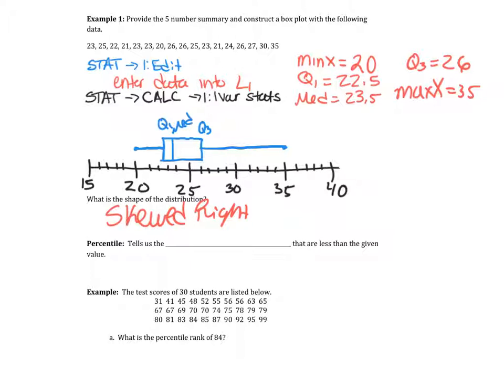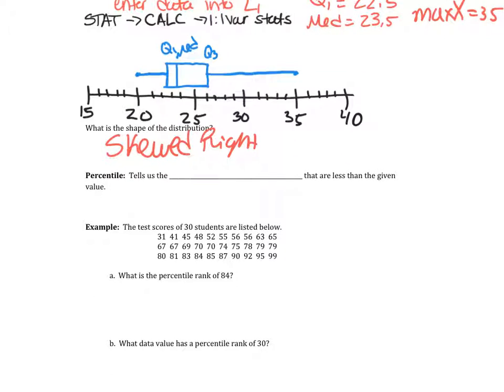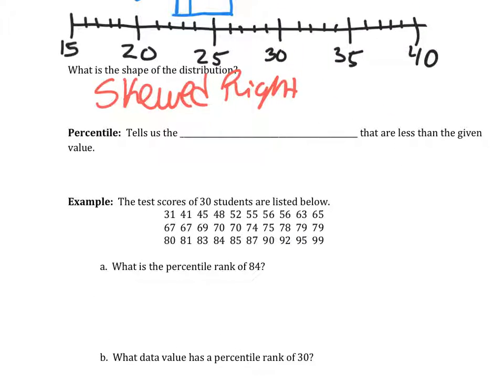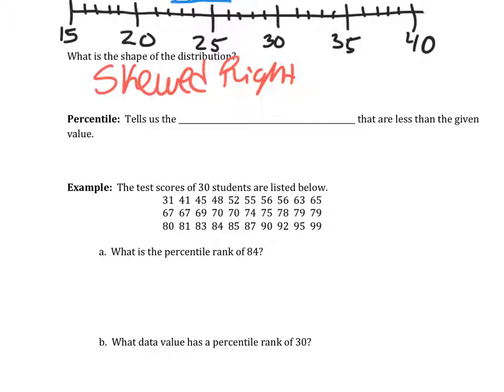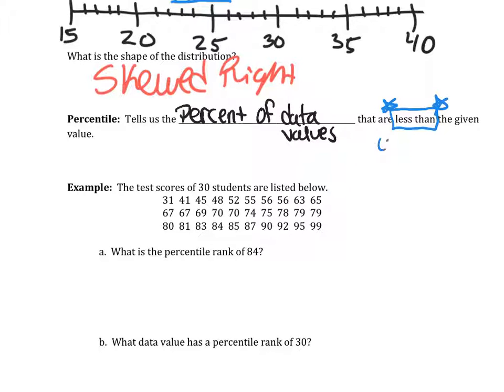Okay, questions about box plots? So then moving on, the last thing we're talking about today is percentiles. So a percentile tells us the percent of data values that are less than, so strictly less than, not equal to, the given value.